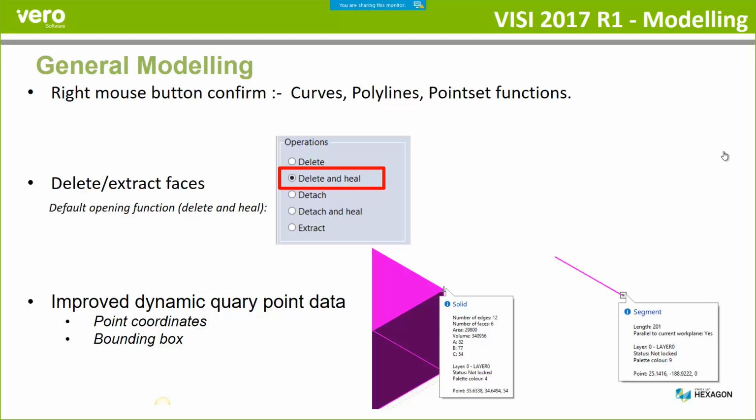And the last option here is just we've improved the dynamic query point selection. So when you use this dynamic query point, you get a bit more data within the data box. So you get the point coordinates, and also if it's a solid you're selecting, you'll get a bounding box. So you'll get A, B and C values giving you the bounding box size for the geometry that you're selecting.